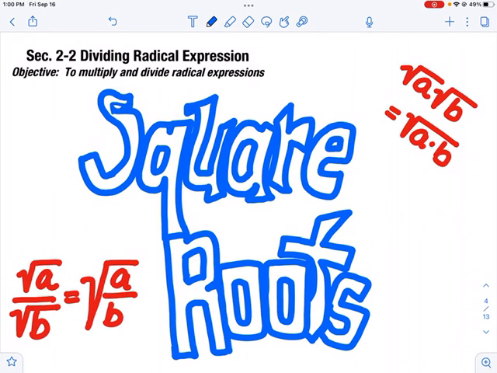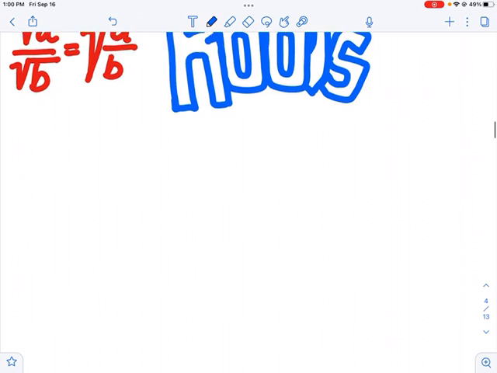Hi students, today we're looking at section 2.2, dividing radical expressions, and our objective is to multiply and divide radical expressions. Square roots are only one of those. We have cube roots, fourth roots, and so on.